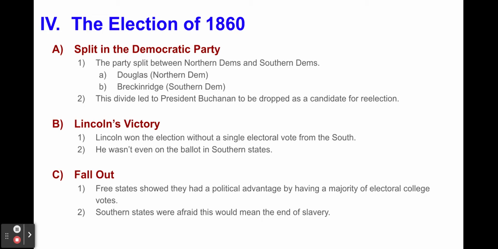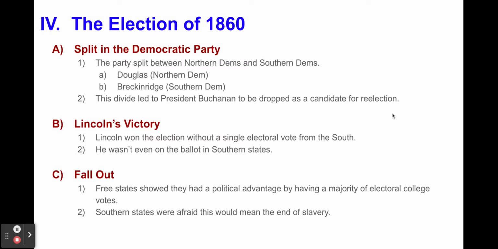Stephen Douglas, Northern Democrat of Illinois, had lost a lot of Southern support as a result of the Lincoln-Douglas debates, when he seemed to take the side of abolitionists when trying to fight off Lincoln, and that would come back to bite him here because come the election of 1860, the Democrats could not agree.